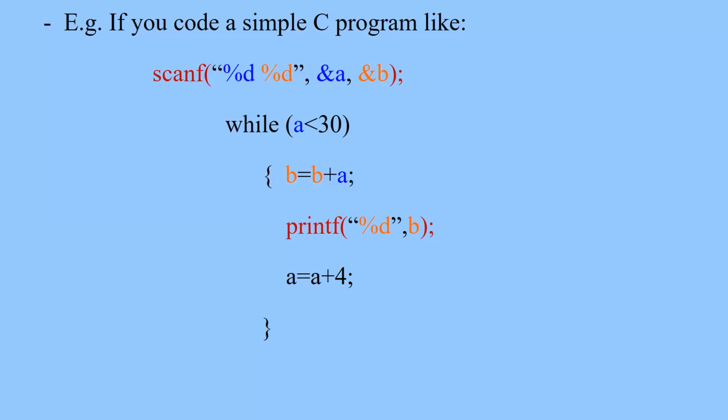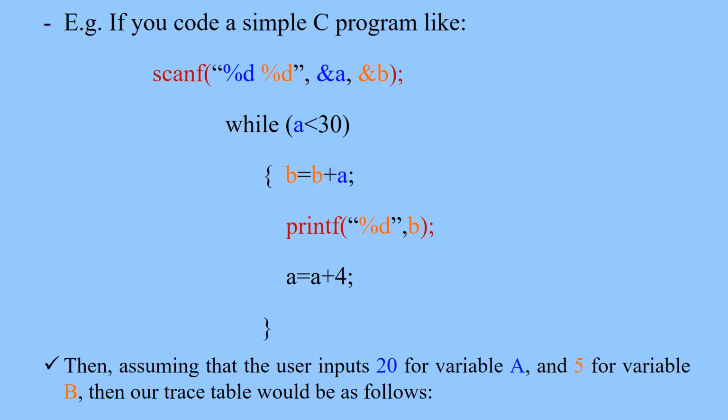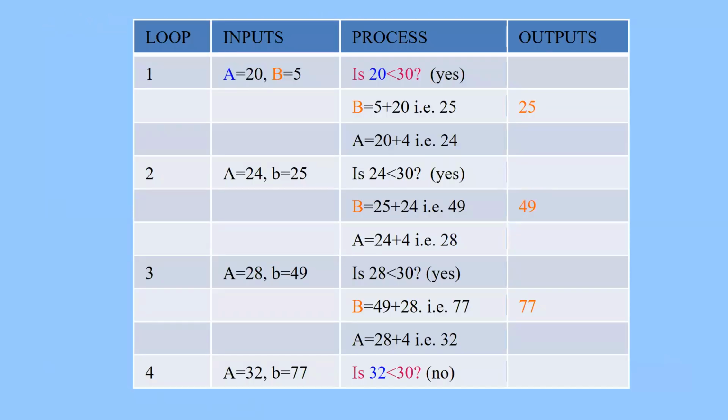So for now, my dear students and my dear listeners, or the rest of the learners, don't worry about that. This section, I have brought it forward for the sake of explaining to you how you do the tracing. So assuming that the user inputs 20 for variable A and 5 for variable B, then our trace table is as follows. In round 1, the user has entered value 20 for A and value 5 for B. Then the process is: is 20 less than 30?